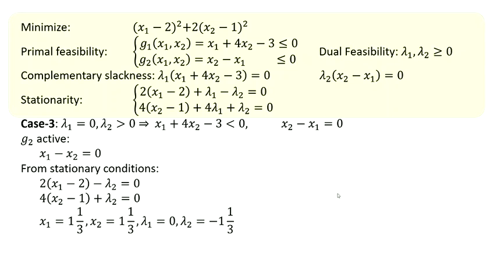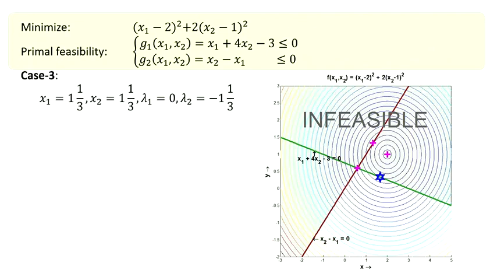Is this good? No. Why? Lambda 2 is negative. Exactly. Okay, lambda 2 is negative. So lambda 2 is less than 0. Dual feasibility is violated. We discard it. Okay, so this is the case. x1 equals this point, so it's this case here. Okay, we have to reject it.